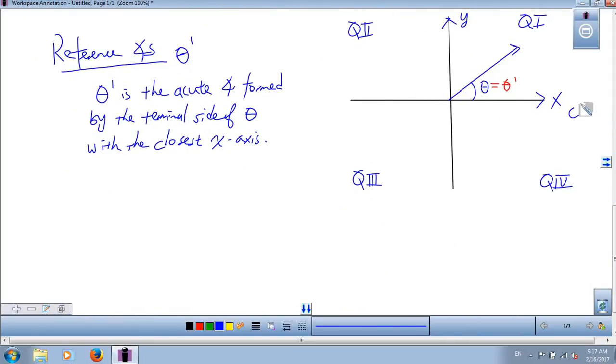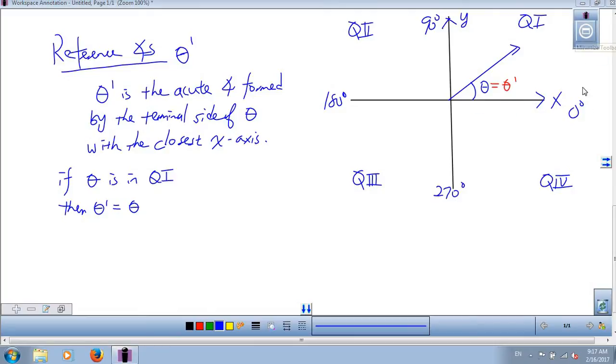Let me put 0 degrees here, 90 degrees here for reference, this is 180 degrees, and 270 degrees for reference. So if theta is in quadrant 1, we're going to write the rules down, then theta prime will be equal to theta. So theta is its own reference angle.